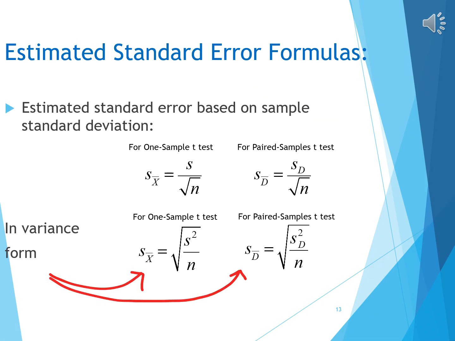Up to this point, we've been estimating standard error in the one sample t-test and paired sample t-test by using the standard deviation of the sample over the square root of the sample size. You can also convert that type of estimated standard error formula into a variance form, and it looks like that on the bottom there. The square root now covers both the numerator and the denominator, but now the term is variance instead of standard deviation for the sample.